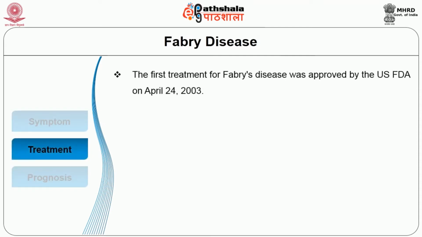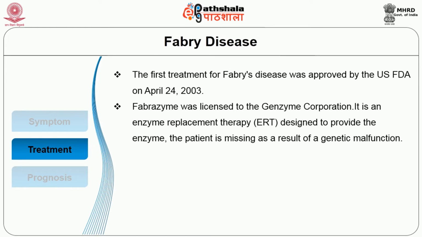The first treatment for Fabry disease was approved by the US FDA on April 24, 2003. Fabrazyme was licensed to the Genzyme Corporation. It's an enzyme replacement therapy, referred to as ERT, designed to provide the enzyme which the patient is missing as a result of a genetic malfunction.